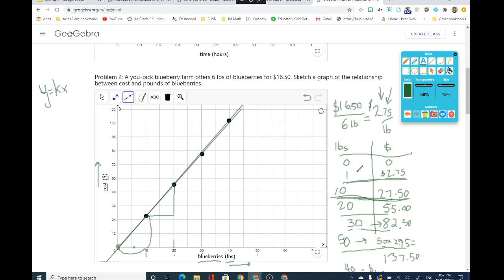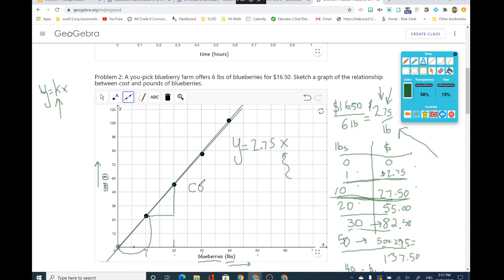I made a table showing you that for every pound we buy, the price increases at a proportional rate. And that proportion is $2.75 per pound. The $2.75 is your constant of proportionality, k. The equation for this line is y equals $2.75 times x. x is pounds of blueberries. So however many pounds of blueberries you want to buy, insert that number here for x, multiply by $2.75 per pound, and then you get, ding, y equals the cost.